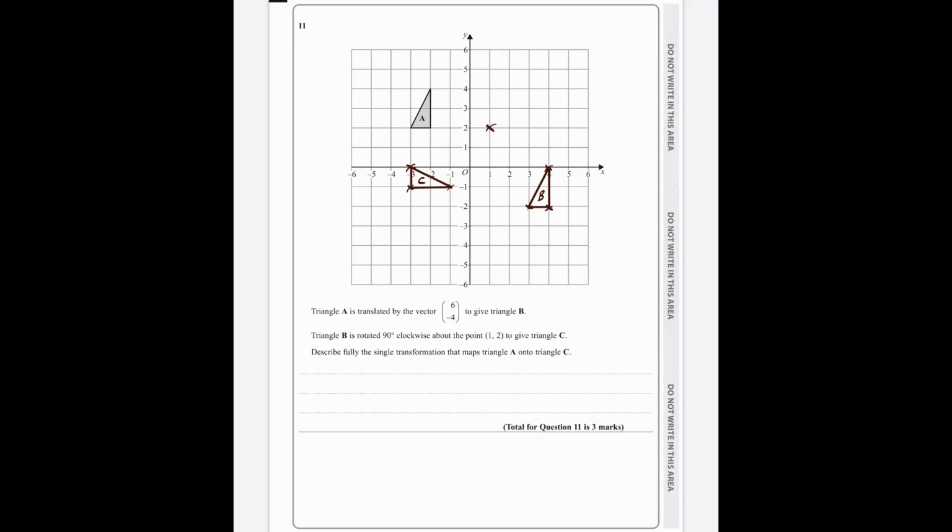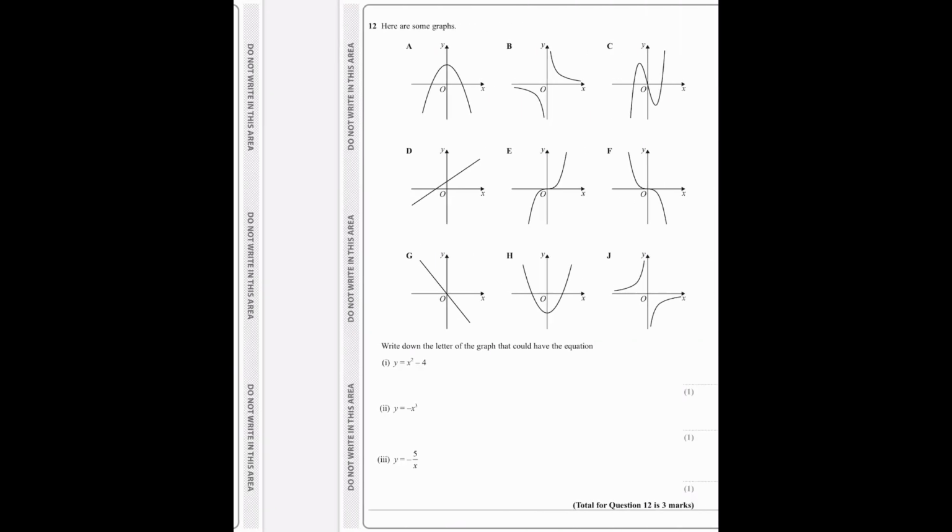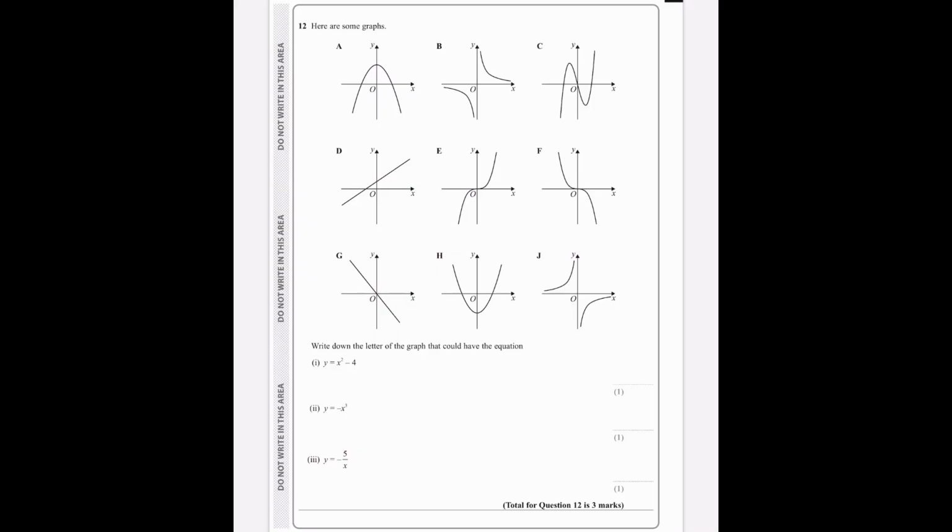Then we have to describe how to rotate A onto C. And of course it's a 90 degrees rotation, so 90 degrees clockwise. And then to find the center of rotation, a few ways of doing that. I've just visualized this one, so negative 4, 1 is going to be the center. You can test it with tracing paper. You can connect up vertices and find perpendicular bisectors if you want. I think it's easier just to visualize it.